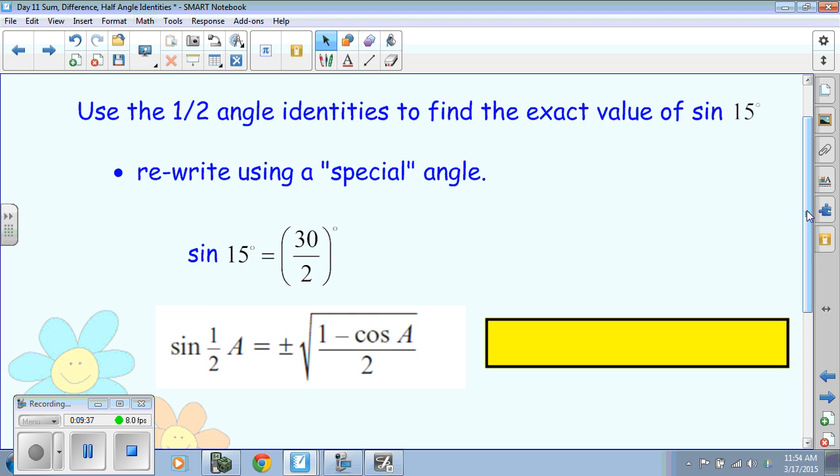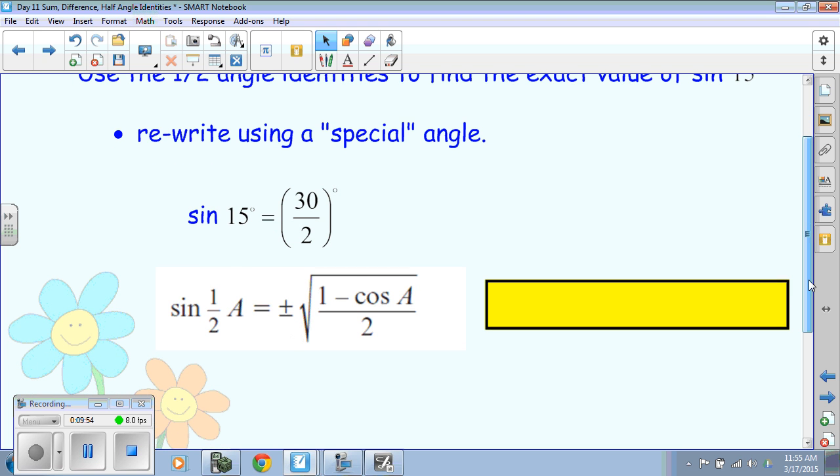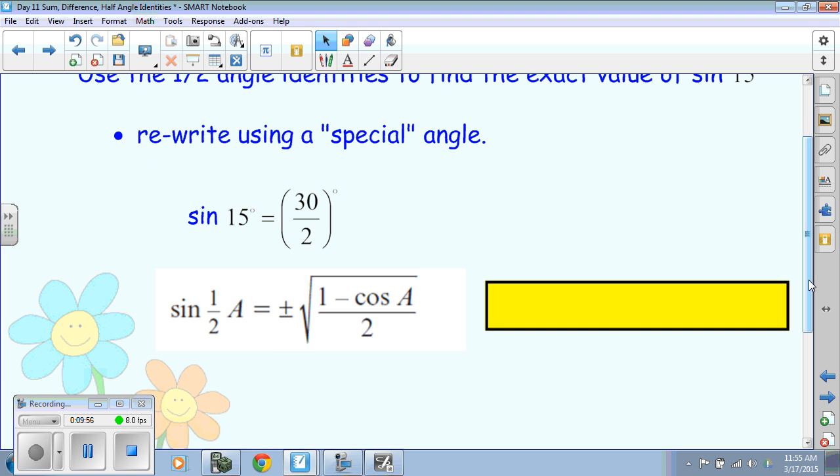So, okay, well, 15, if it's a half angle, if you double 15, you get what? 30. 30 is one of our special angles. So we're going to rewrite sine of 15 degrees as sine of 30 degrees over 2, but 30 over 2 is just 15. So that's what we're going to start with. 30 over 2.